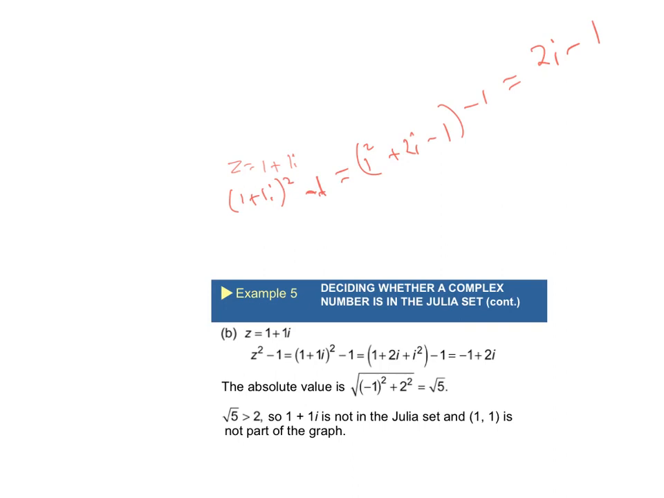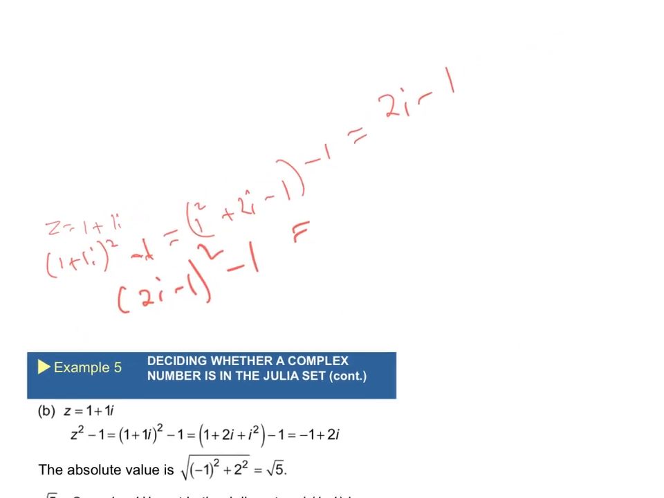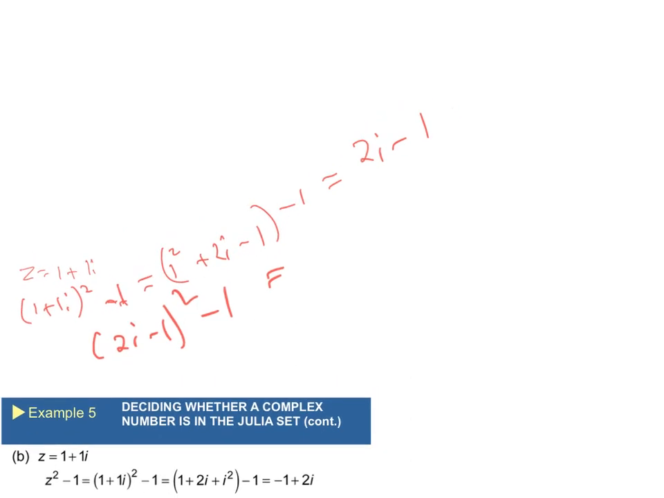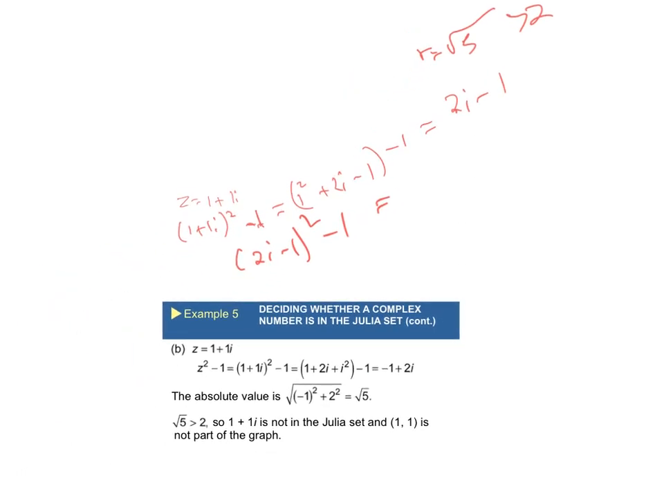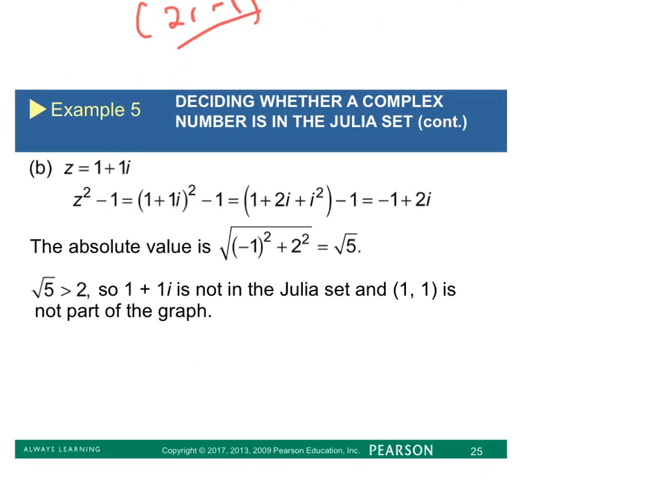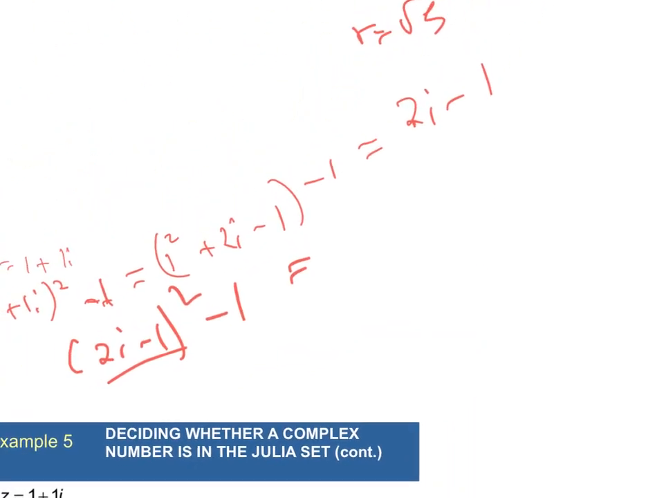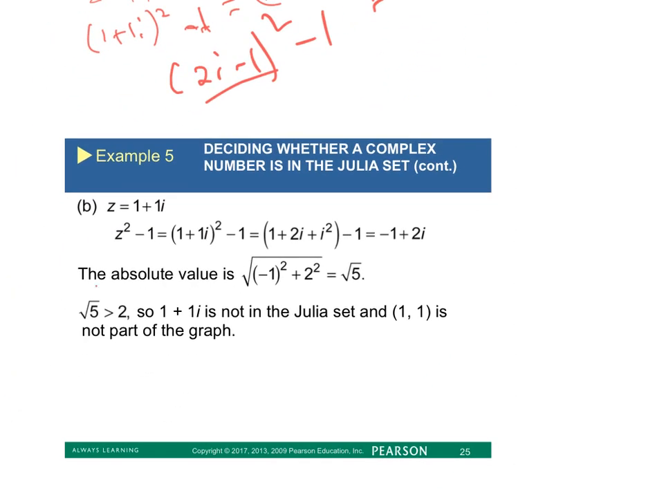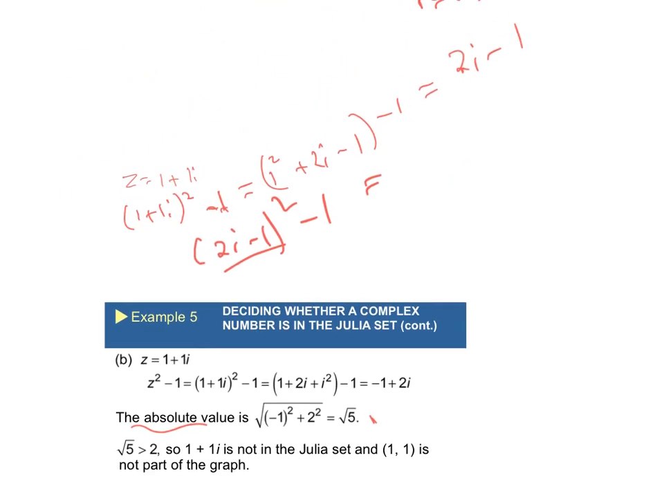So now I have to take 2i minus 1 and square it, then take away 1. What do I get? Now, as long as r is always less than 2, let's see what happens here. R would be the square root of 4 plus 1, that's the square root of 5. That's greater than 2. So I think we're done. Negative 1 plus 2i, is that what I had? Yeah, there it is. And it's too big. Okay, the absolute value is too big. So it's not in the set.